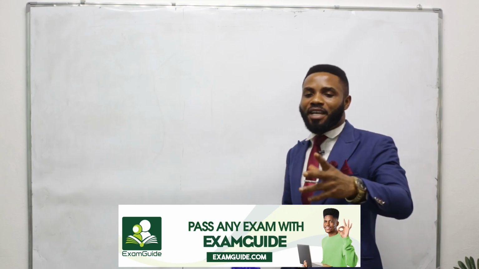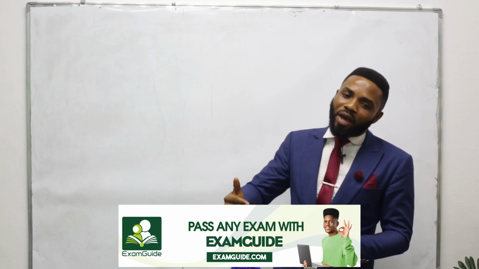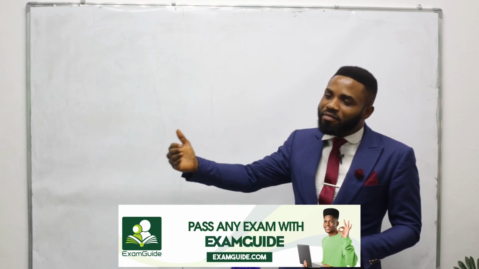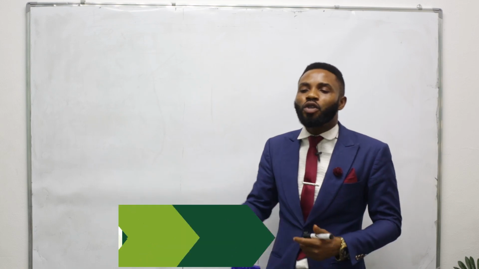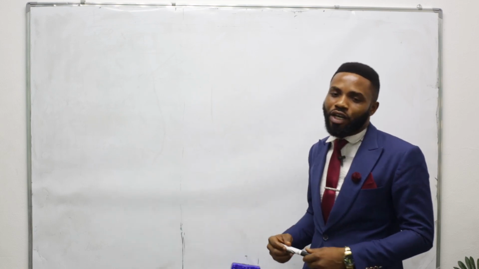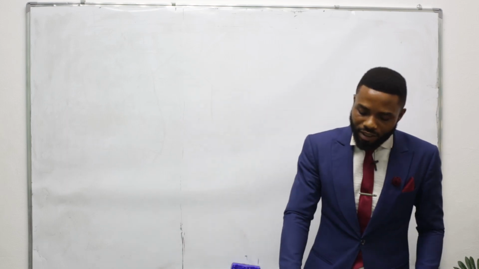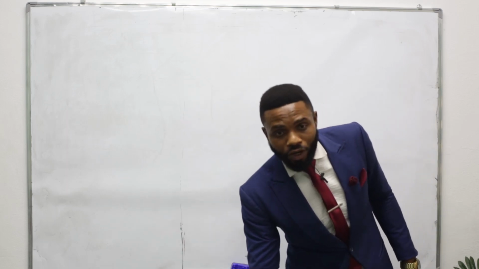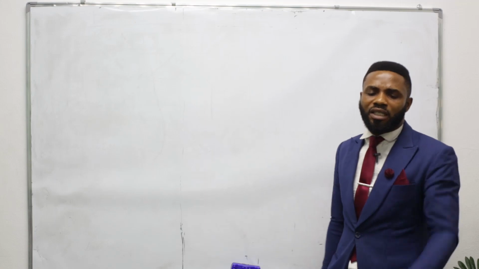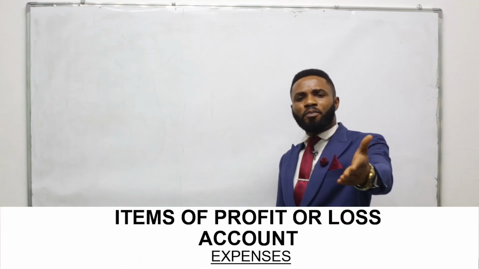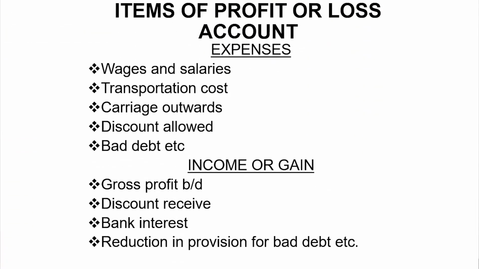Now, that's what I have been explaining: when you compare your gain, what you have received, and what goes out, the difference between both of them becomes your net profit or net loss. Now, let's quickly look at items of the profit or loss account. There are transactions, just the way we looked at transactions of the trading account.